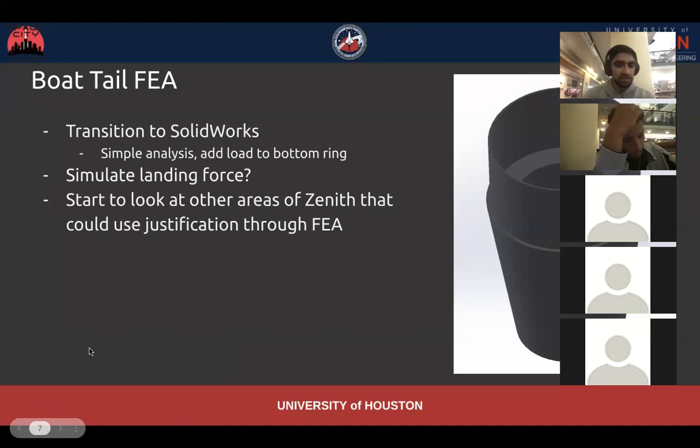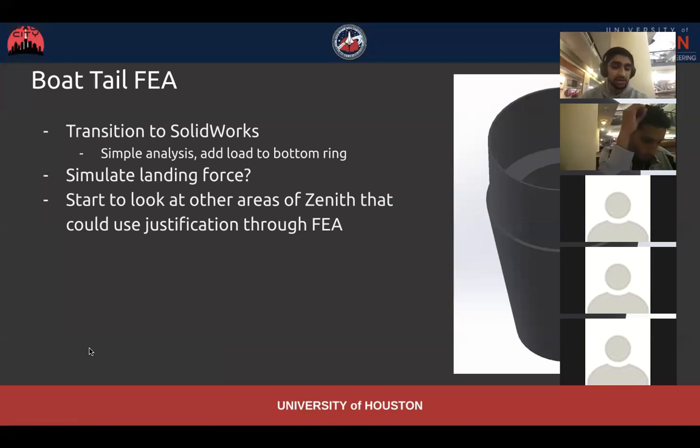Great. Just one other point on this. Once you guys complete the SolidWorks analysis, I would like you guys to start to look at other areas of Zenith that could use justification through FEA specifically.